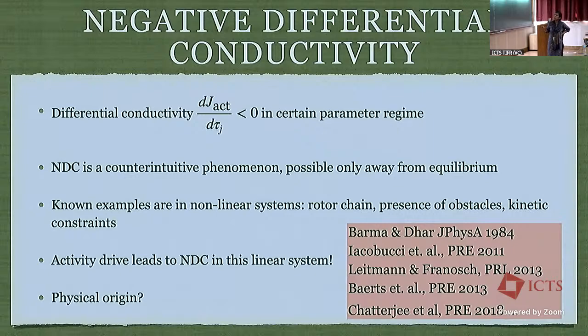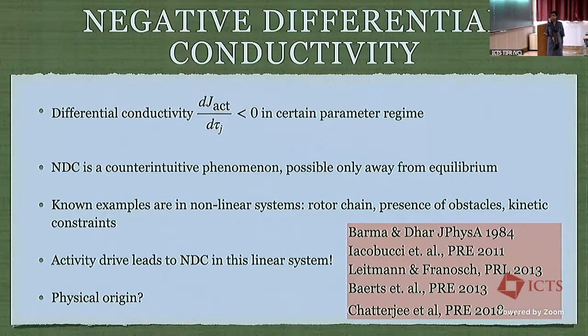So this is a long list of papers which have looked at this negative differential conductivity. But what is more surprising here is that we are dealing with a completely linear system. This kind of reasoning that worked in systems with obstacles or rotor chains does not apply here. This is a completely linear system. Here the only reason behind this negative slope is this active drive.